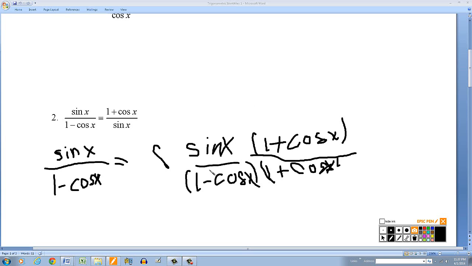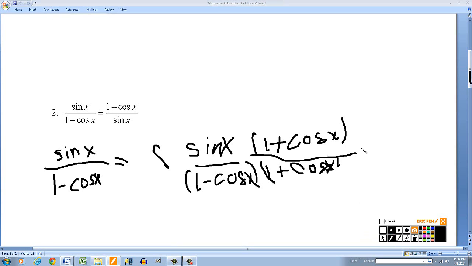Now, I'm going to multiply the bottom out. I'm not going to multiply the numerator expressions out because why? Well, because I know I want to be left with 1 plus cosine of x because that's what I have on the right side. So I'm going to leave this the way it is, hoping something will cancel. Okay, so here's what I'm going to get then.